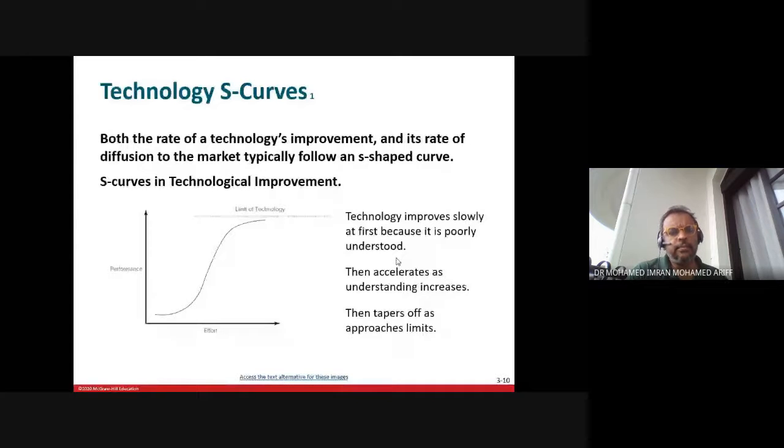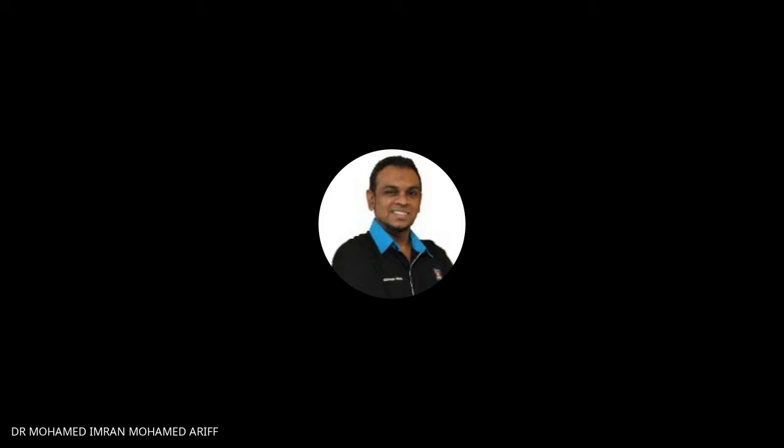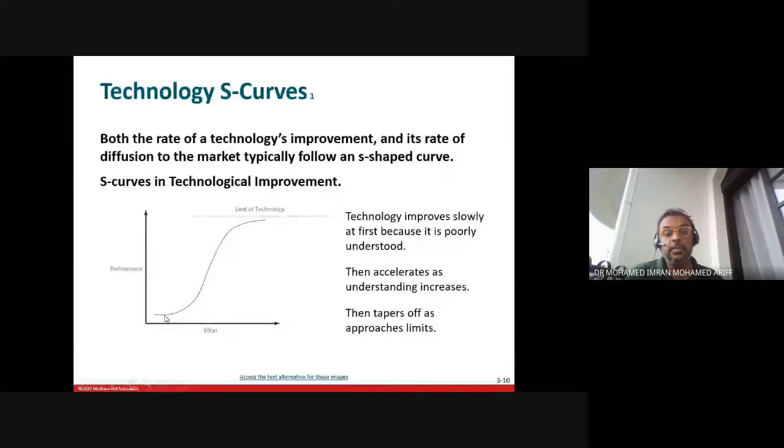Okay, so over time, as the performance goes up and the effort if your company puts more effort, then it will go up here. So this is called the technology S curve. Okay, it's called the S curve. Kenapa? Sebab muka dia punya rupa dia macam S lah. So as technology improves slowly at first because it's poorly understood, okay, then it accelerates as understanding increases. Then tapers off approaches is going up and it comes here when everyone is at the limit.